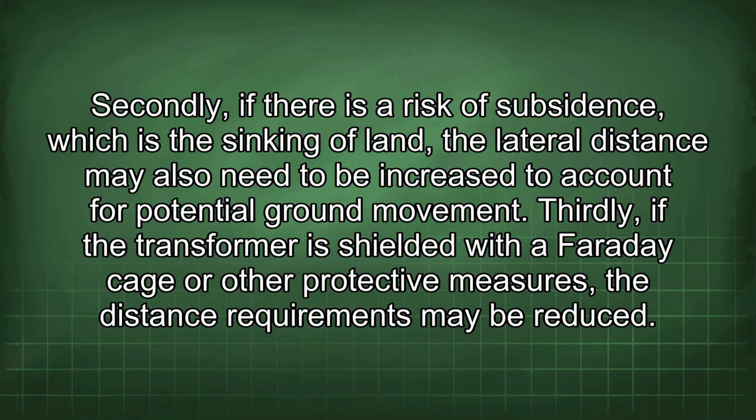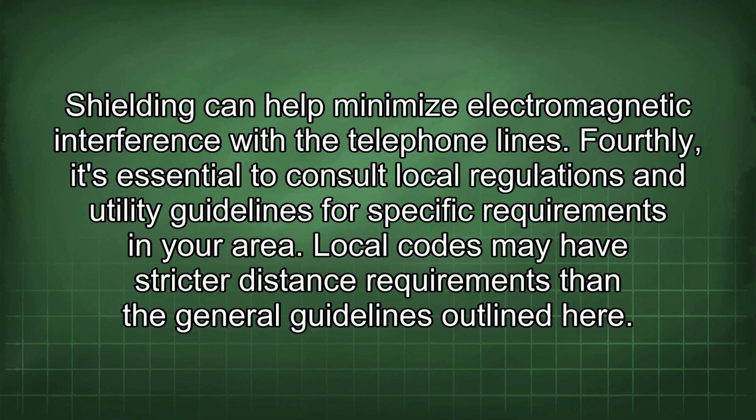Thirdly, if the transformer is shielded with a Faraday cage or other protective measures, the distance requirements may be reduced. Shielding can help minimize electromagnetic interference with the telephone lines. Fourthly, it's essential to consult local regulations and utility guidelines for specific requirements in your area. Local codes may have stricter distance requirements than the general guidelines outlined here.